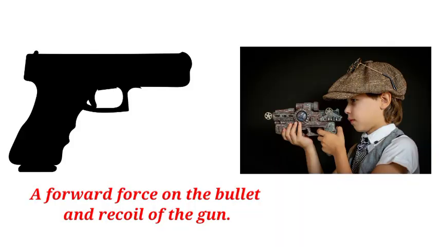Another example is when a gun is fired, it exerts a forward force on the bullet. The bullet exerts an equal and opposite reaction force on the gun. This results in the recoil of the gun. Since the gun has a much greater mass than the bullet, the acceleration of the gun is much less than the acceleration of the bullet.